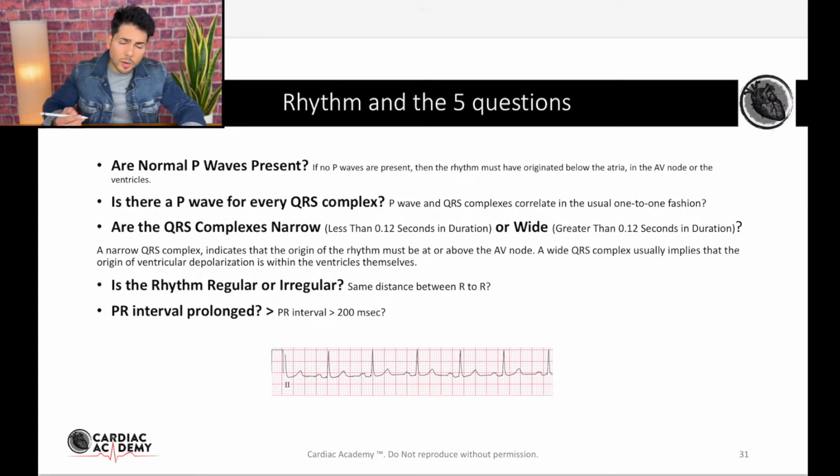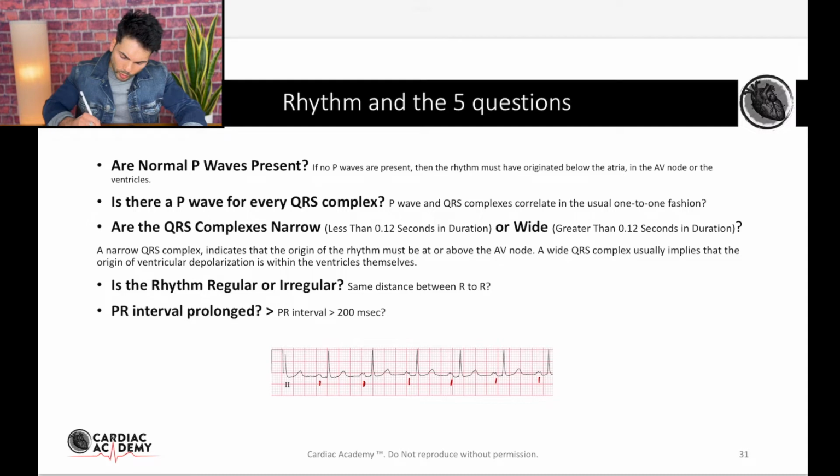So first we said we're going to look for the presence of P waves. So let's look at the rhythm strip, and yes, we see there are P waves for each depolarization. So that means that the SA node is driving the depolarization, or at least it is coming from the atria. Next, we check to see if there is a QRS and a P wave in a one-to-one fashion. So we look, there are P waves, and after each P wave, there's actually a QRS following. So yes, there are P waves and QRS in a one-to-one fashion.